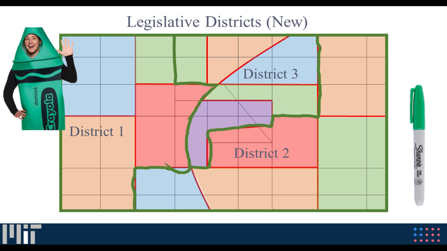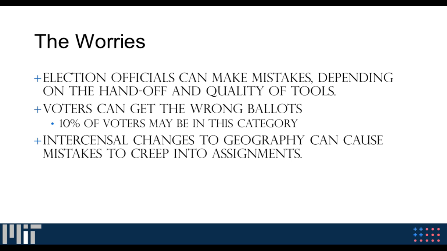And the less sophisticated the tools available in drawing districts, the more likely it will be that there will be mistakes made, voters ending up in the wrong place. And indeed, these are the worries that show up when the handoff isn't handled correctly. Election officials can make mistakes depending on the handoff and the quality of the tools, and as a consequence, voters end up maybe getting the wrong ballots.